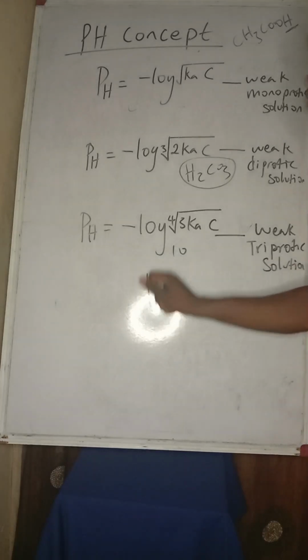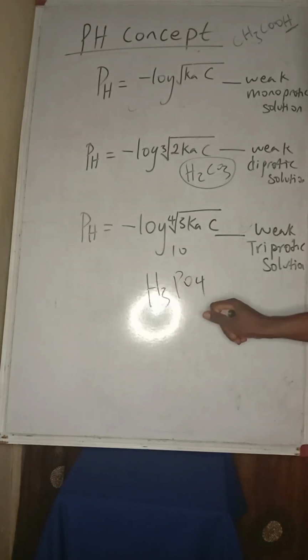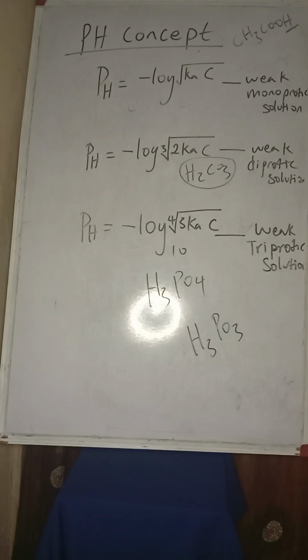While for a triprotic weak solution like H3PO4, remember, H3PO3 is not tribasic. Despite having 3 hydrogens, it will not lose all the hydrogens in solution because of the stability of the phosphonate ion. Pardon me, it is dibasic. H3PO3 is dibasic. You have boric acid also.